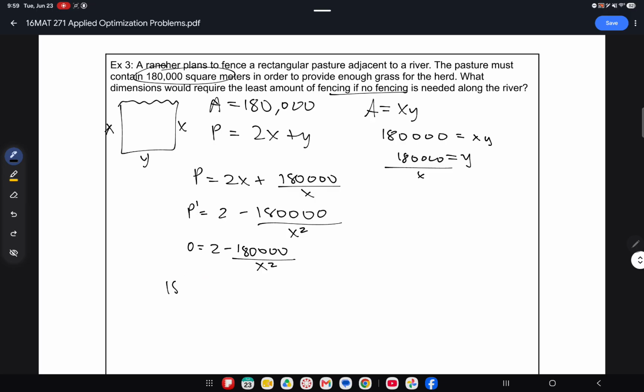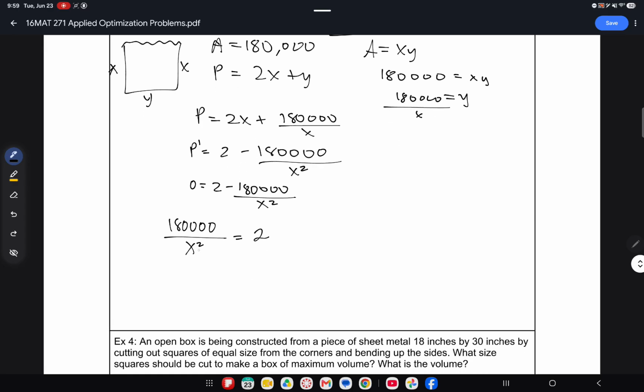And then I'll add the 180,000 over x squared to both sides. And then multiply both sides by x squared. Divide by 2. And then take the square root. The square root of 90,000. Ooh, it's 300. Obviously, I would get a plus and minus when I'm taking the square root, but domain-wise, we're not going to have a negative length of fence.